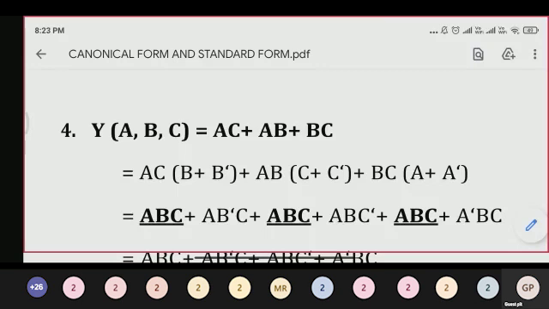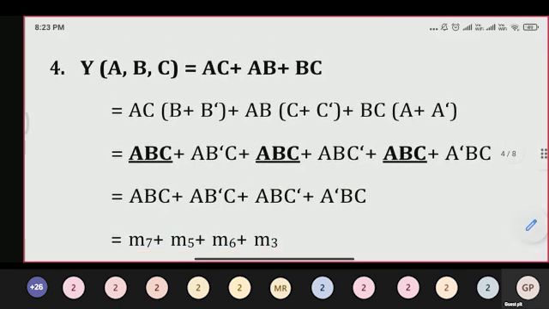You need to multiply each product term with its missing variable and its complement. So the first product term should be multiplied with b plus b bar, the second product term should be multiplied with c plus c bar, and the third product term should be multiplied with a plus a bar. And now you need to expand the expression by using distributive law. Then it will become ABC plus AB bar C plus ABC plus ABC bar plus ABC plus A bar BC.